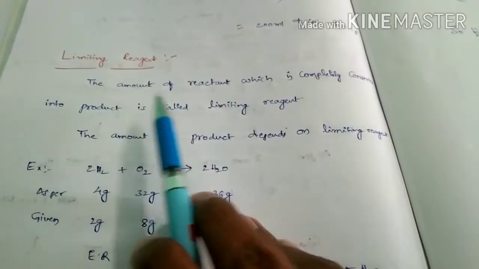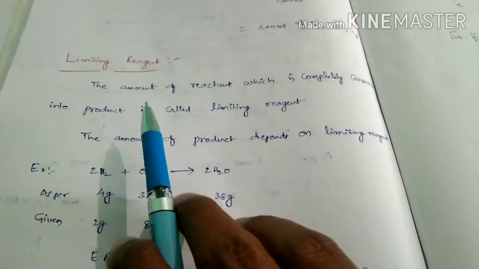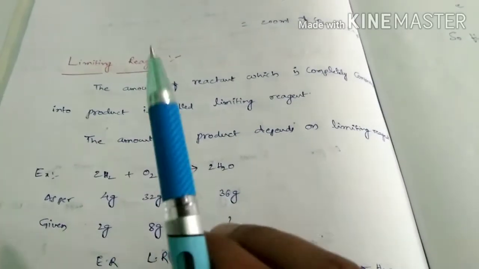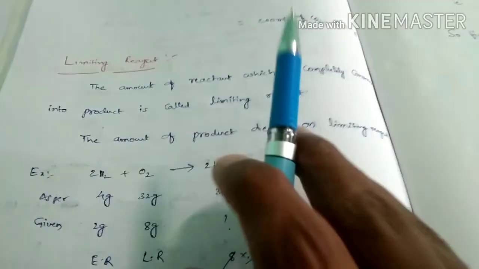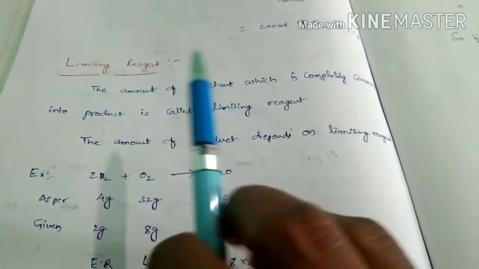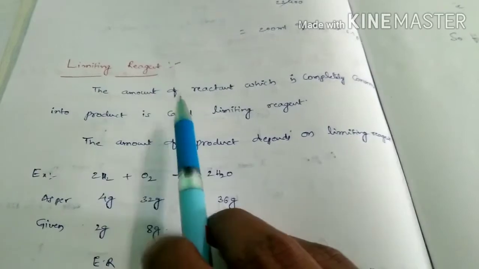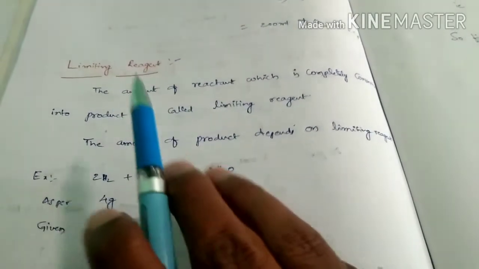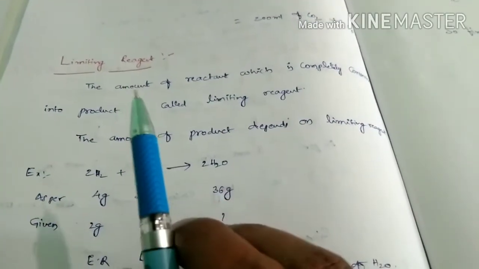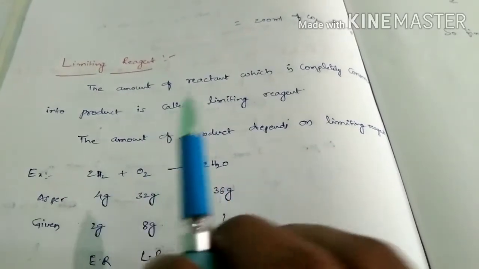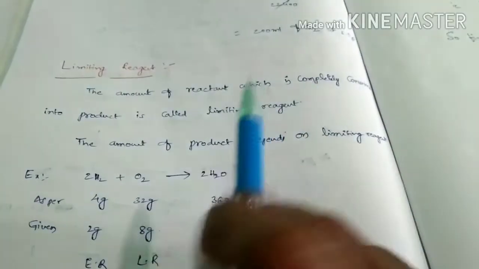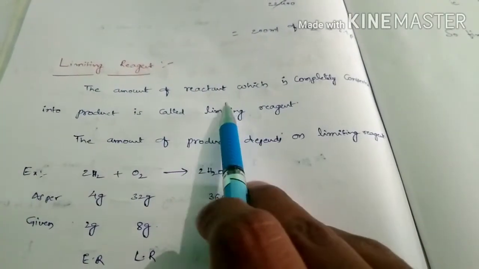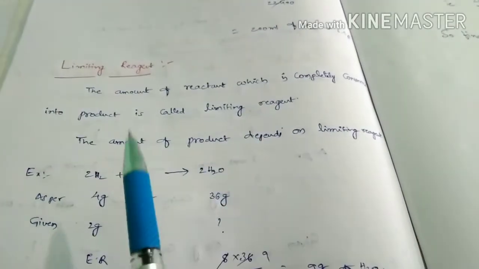That means this limiting reagent is present on the reactant side in a given reaction. It is not present on the product side. I repeat once again: this limiting reagent is present on the reactants side in a chemical reaction. It is not present on the products side. That is the first point. Second point, what is the definition? The amount of reactant which is completely converted into product is called the limiting reagent.